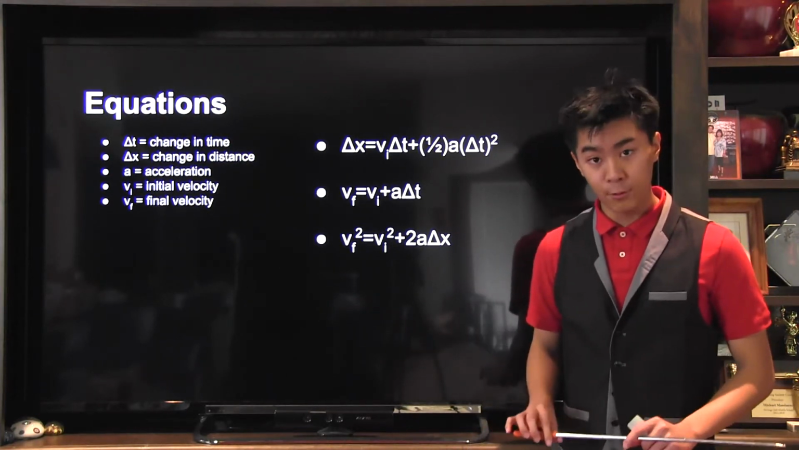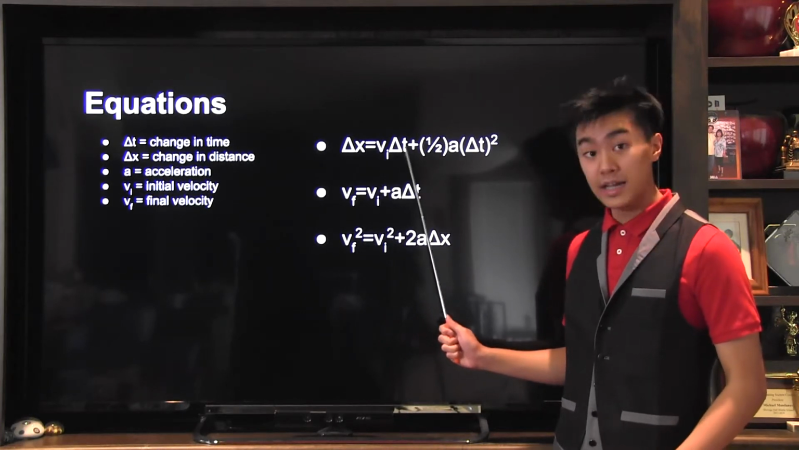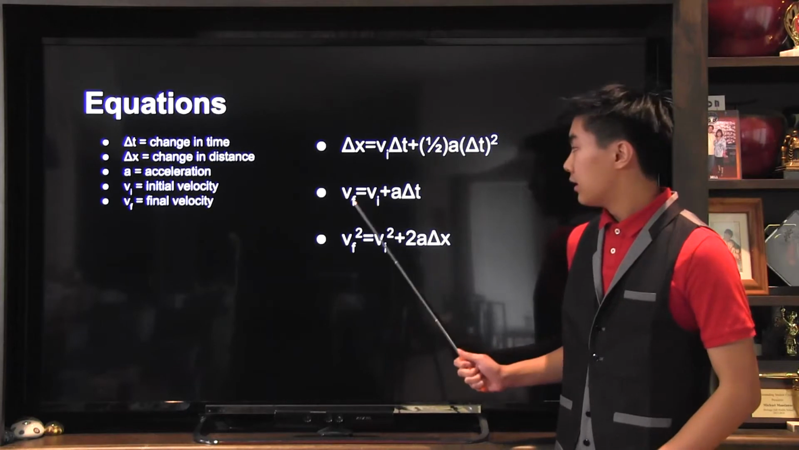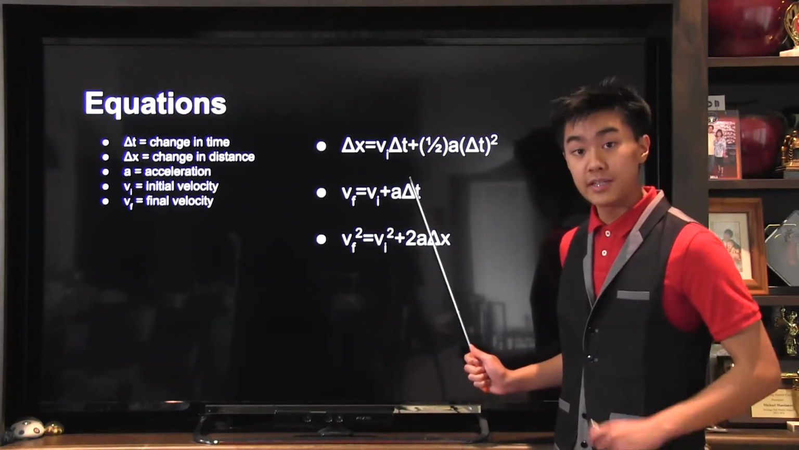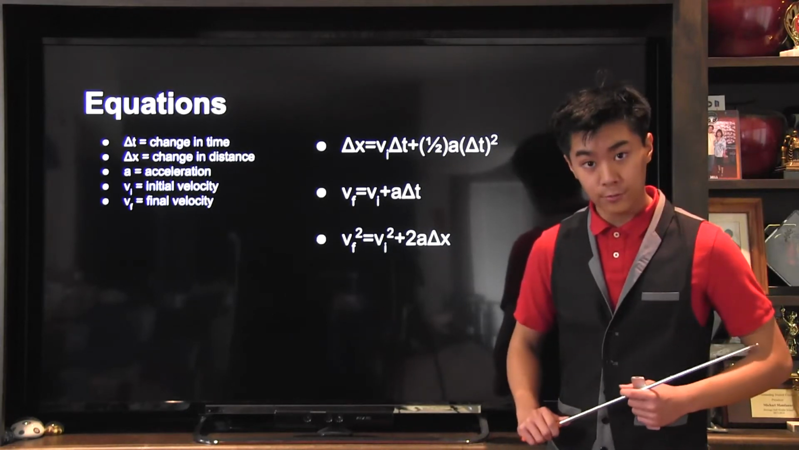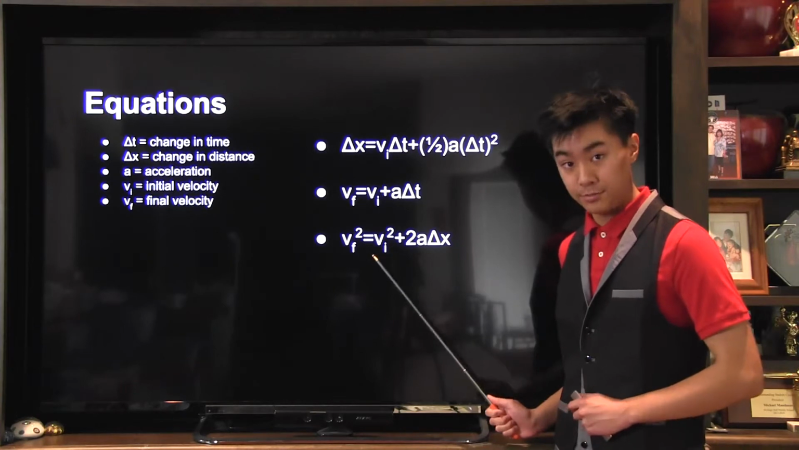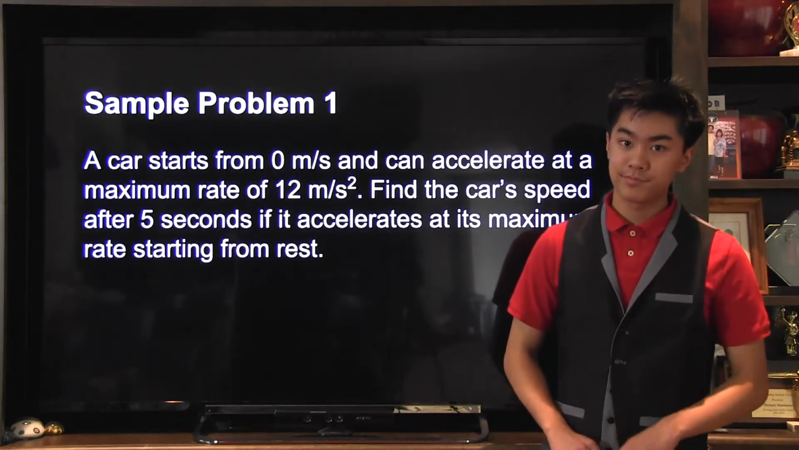Now, the three formulas that we need to know are delta x equals VI delta t plus 1/2 A t squared. Second formula is VF equals VI plus A delta t. And the final formula is that VF squared equals VI squared plus 2A delta x. Let's do some practice problems.